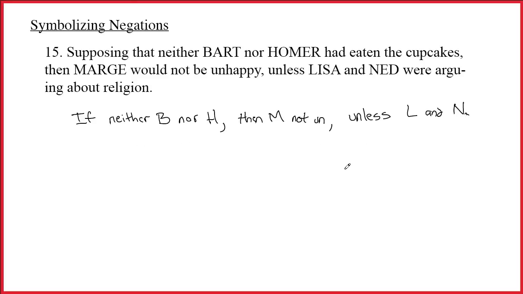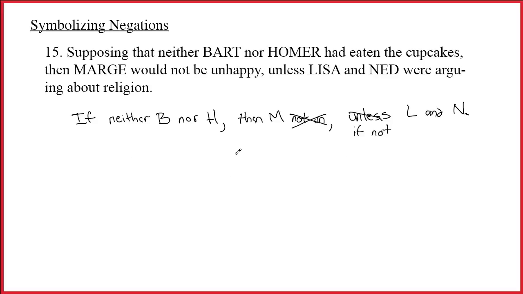Lot of stuff. Where do we jump in? I think the first thing to do is to take unless and turn it into if not. Unless equals if not. Then also, Marge would not be unhappy. This not, those two negations are going to cancel each other out, and so I think we should just cross them off and ignore them. Not being unhappy, for our purposes, just means that Marge would be happy. Okay, so if neither B nor H, then M, if not L and N.